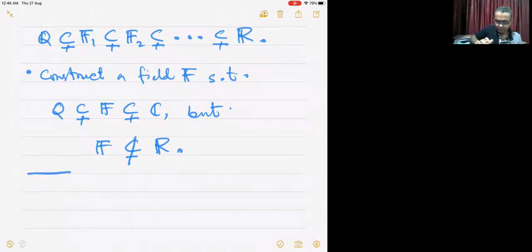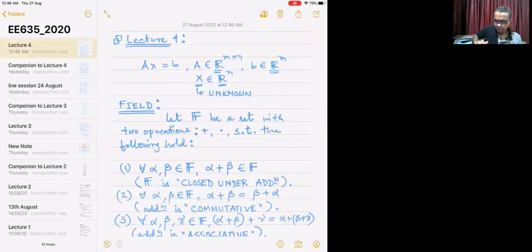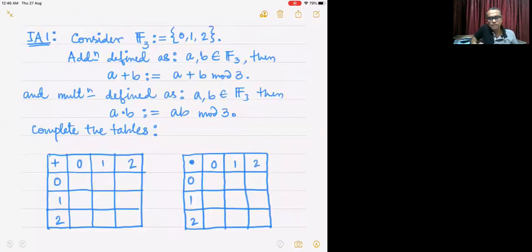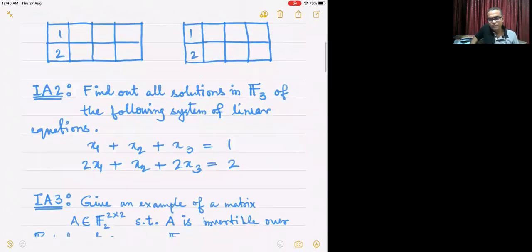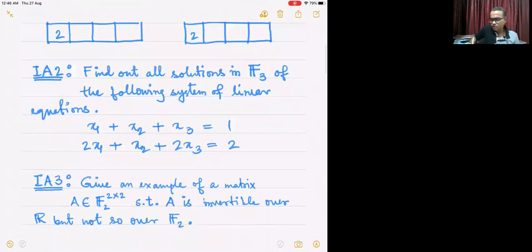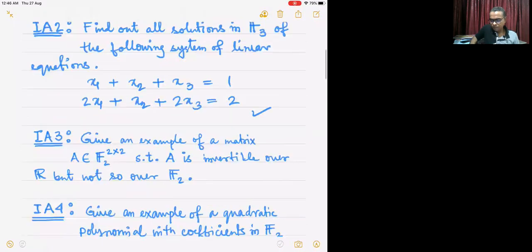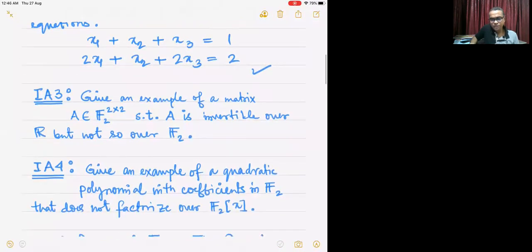Now let me describe the immediate attention problems. The first one is easy. Write down the multiplication and addition table for F3. That is immediate attention problem number 1. Problem number 2 is, over F3, solve this linear system of equations. Immediate attention problem number 3 is to give an example of a matrix A over the binary field such that A is invertible over R, but it is not invertible over F2.